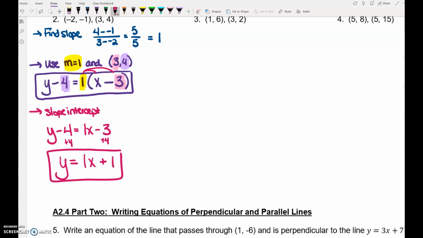Here's the cool thing about this. If you had used the point -2, -1, and put those numbers into point slope form, when you distributed the slope and added to get the y by itself, you would still end up with y equals 1x plus 1. It does not matter which point you use.